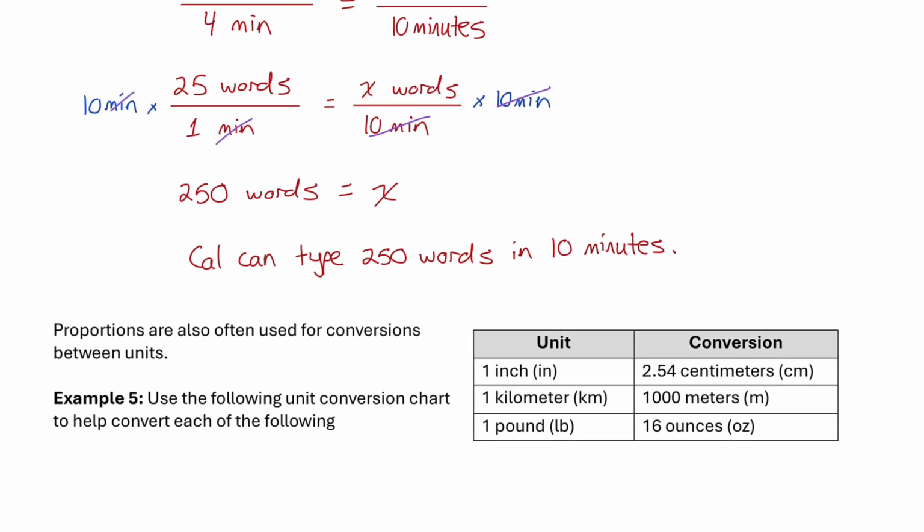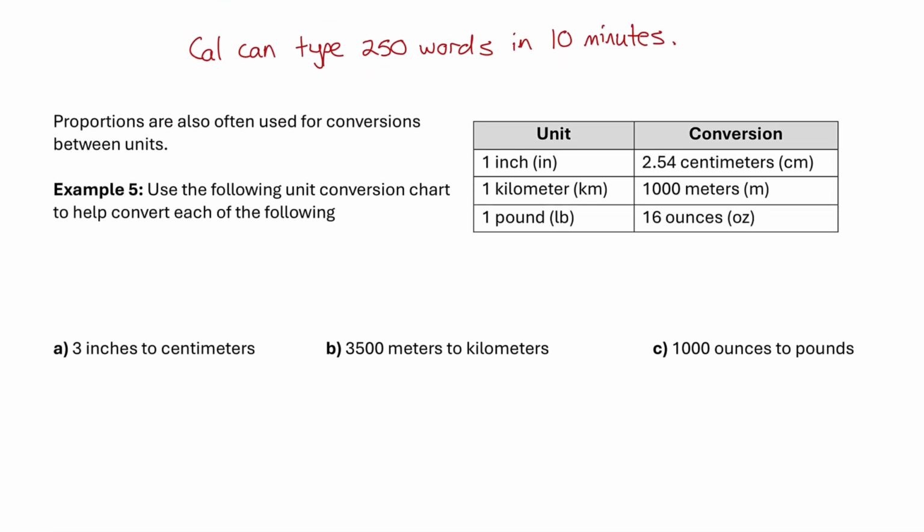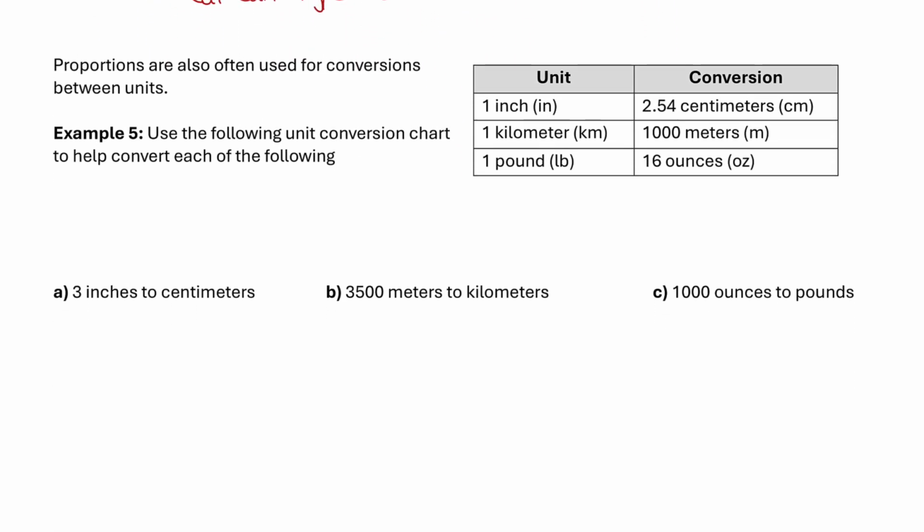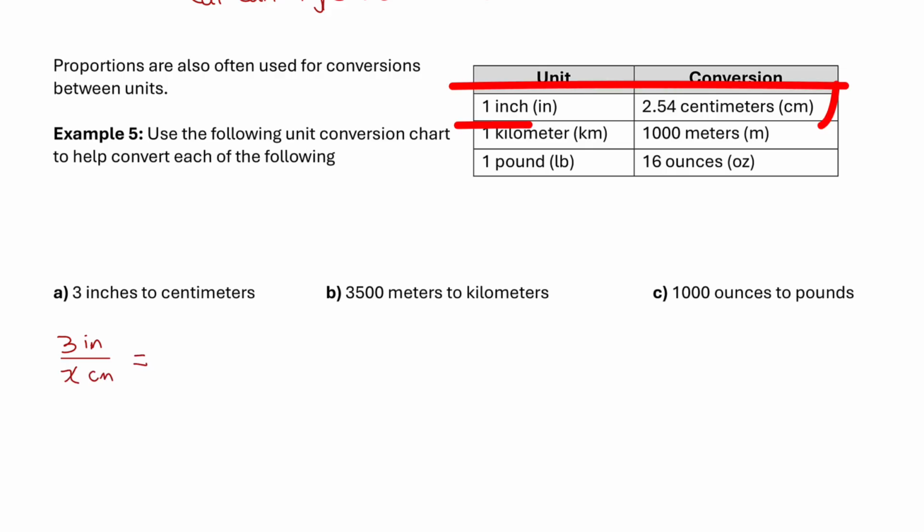Now let's go to example 5, where we use proportions to convert between different units of measurement. Example 5 says to use this unit conversion chart to help convert each of the following. Part A, we have to change 3 inches into centimeters. So the rate of 3 inches to x centimeters, we don't know the amount of centimeters, would have to be equal to, well, let's look at the relationship between inches and centimeters. So I can set this equal to the rate of 1 inch per 2.54 centimeters.